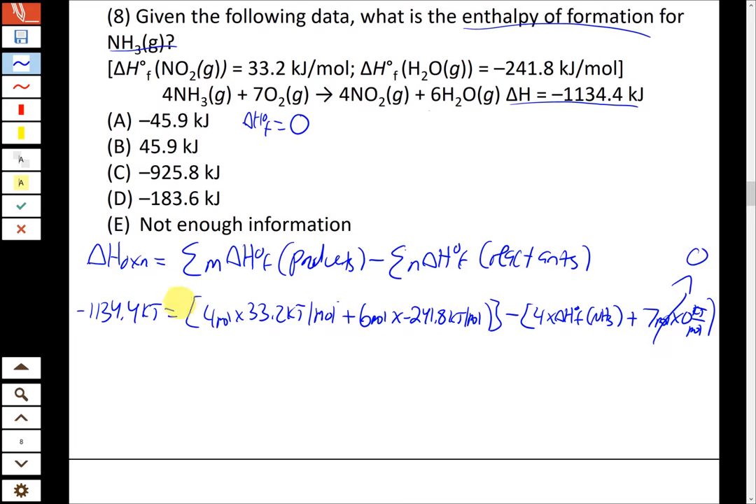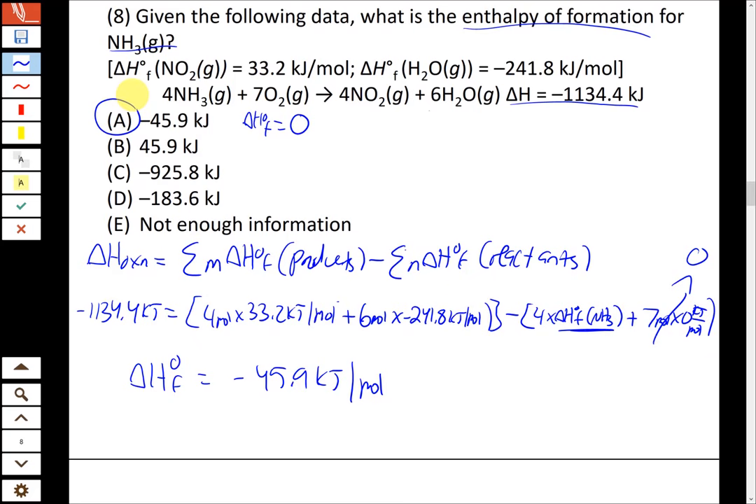So in this problem here, we have only one unknown, which is the delta H of formation for NH3. So I'm not going to go through the details of the algebra, but just move everything over and solve. And you'll get minus 45.9 kilojoules per mole. It should be kilojoules per mole. These should be per mole values, but don't get too concerned about the units. That would be the answer that you would pick there, minus 45.9 kilojoules per mole, technically.